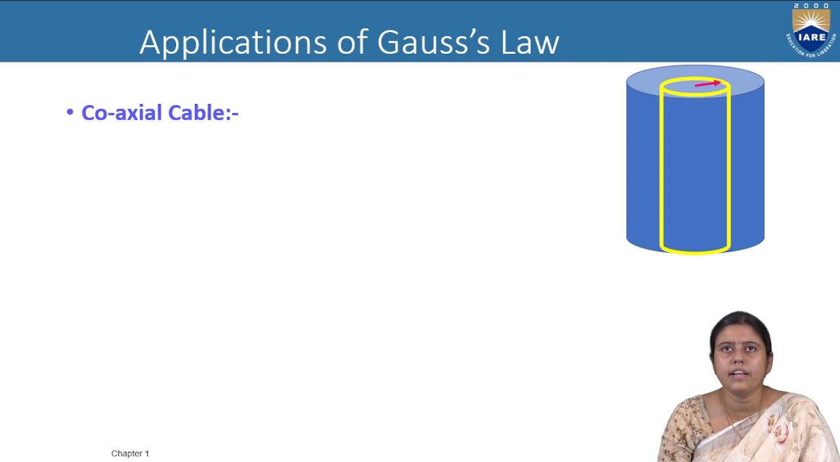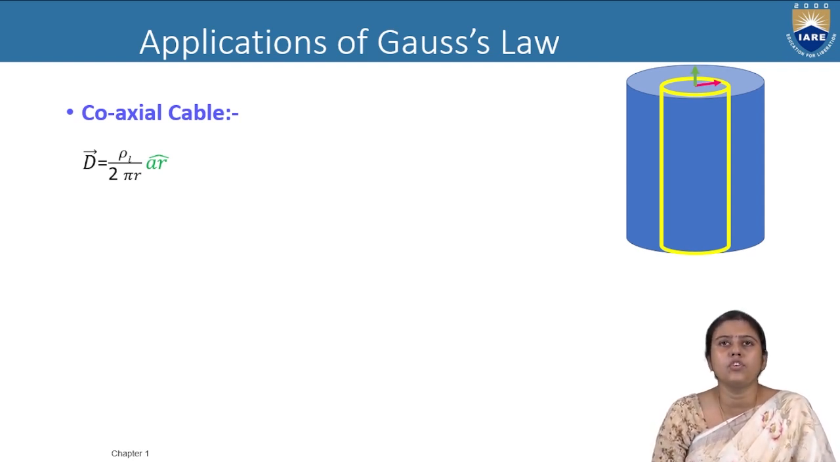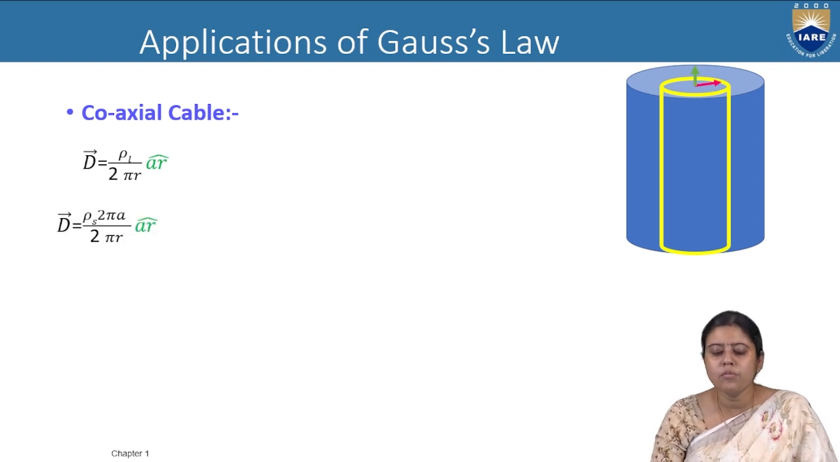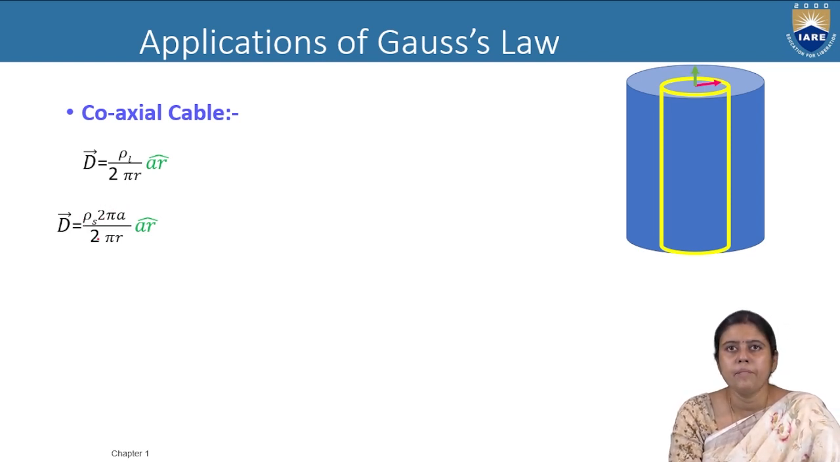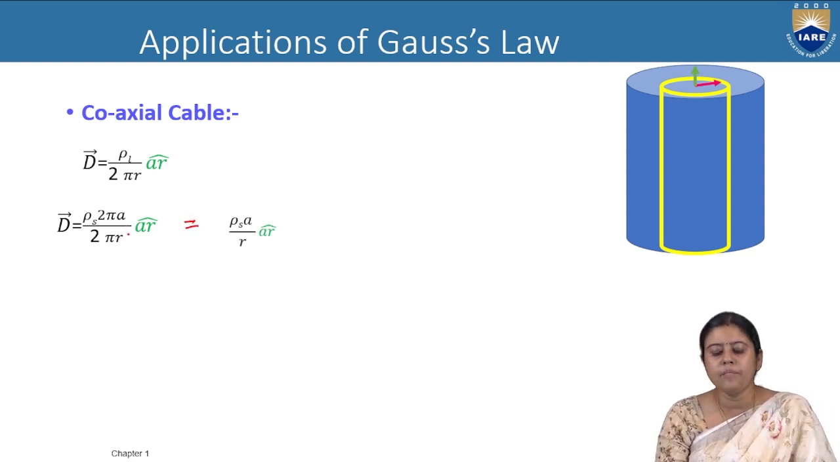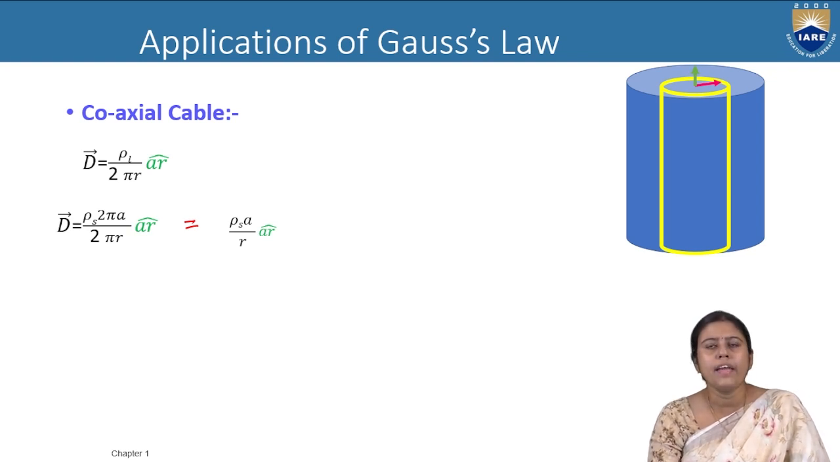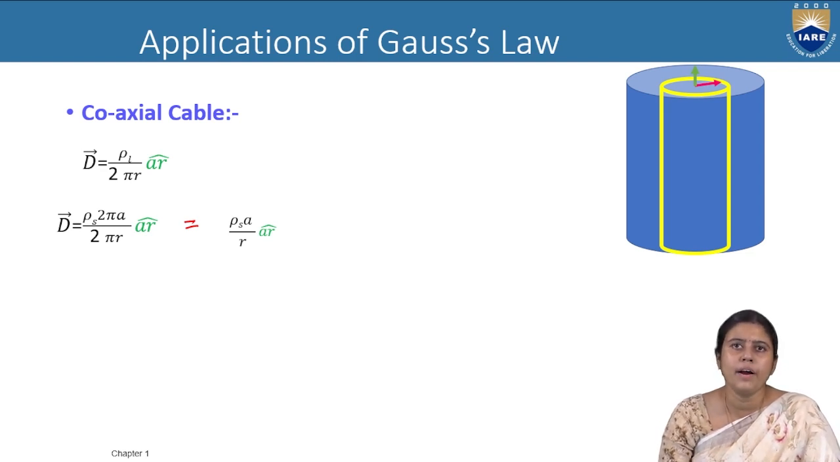So this is the coaxial cable. We have got a and b. Now what is D? From the previous one, for a single conductor, we wrote that D is equal to rho L by 2 pi r a_r. Now in the previous slide, we have replaced rho L by rho S 2 pi a. So what is D? If we change it, 2 pi cancels out, and it will come rho S a by r.